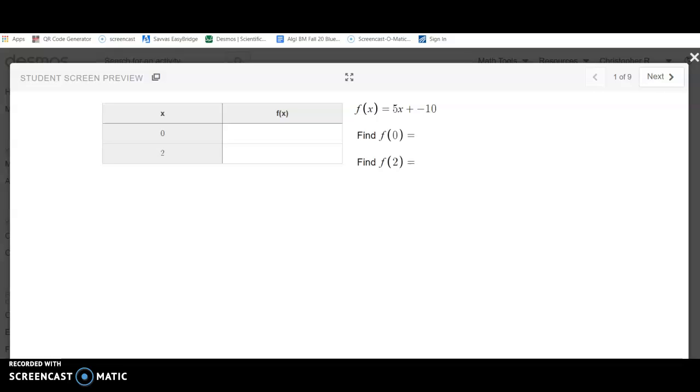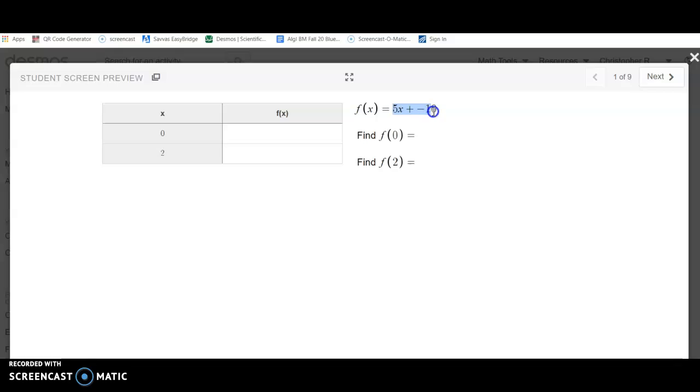So you're going to have an equation here, and this is 5x plus negative 10. That's going to be my equation that I use for both of these inputs. So this f of x, whatever x is, replaces the x in the equation. On this next one, it says f of 0. That means I'm going to replace this x with the 0. Basically, I'm going to just plug this into the calculator, and I'm going to get an answer.